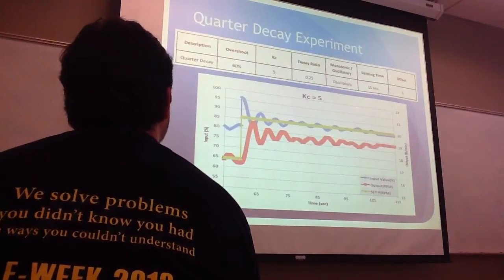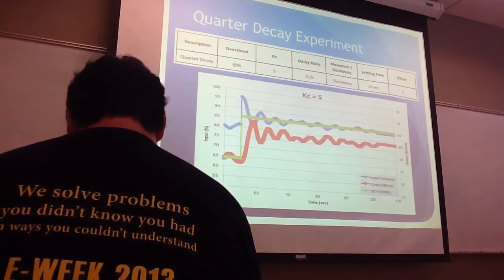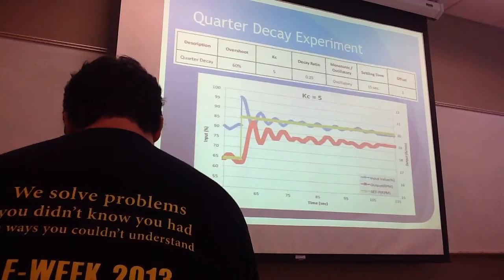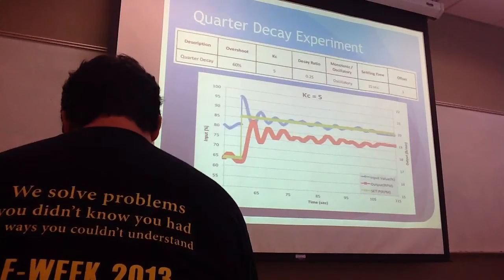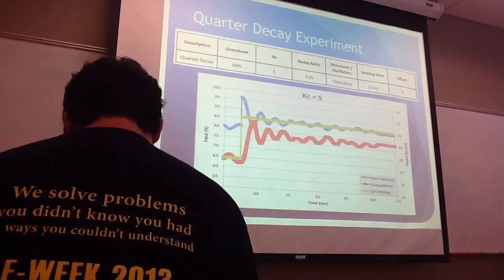For the quarter decay experiment, the KC was lower with a higher oscillation, or more frequent oscillation, with a settling time of 15 seconds and a smaller offset of 1.